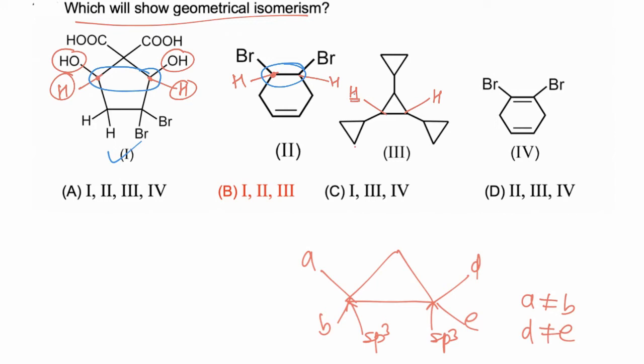A is not equal to B, one is hydrogen and one is cyclopropyl, so this molecule will show GI around these two carbon. While if we consider example 4, now this molecule will not show GI because it is not having any two sp3 hybridized atom with different unit, and hence correct answer is 1, 2 and 3.